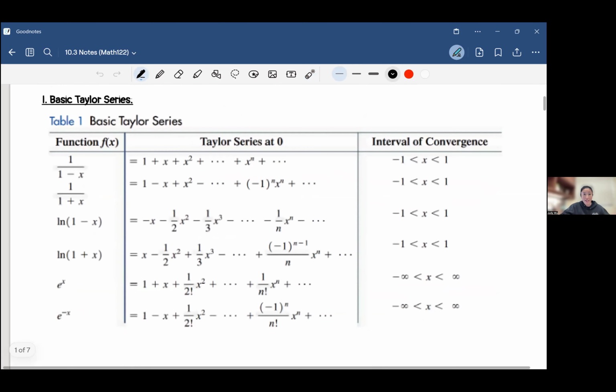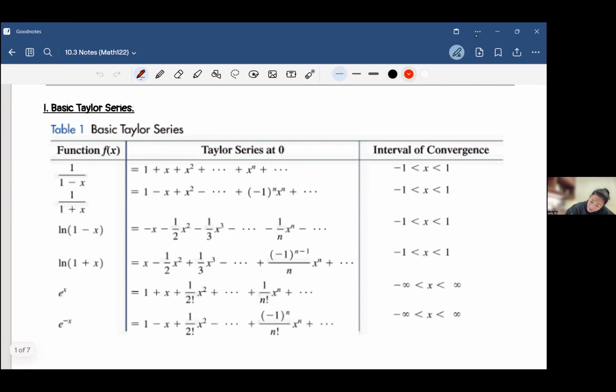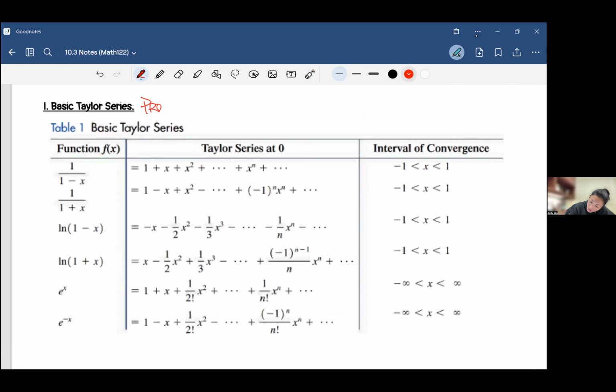So we've got a nice table here of your basic Taylor series. Now I just want to say that I will provide these on the exam. So let's make a note. Judy will provide these on exam 3. Okay, so I will provide these on exam 3.